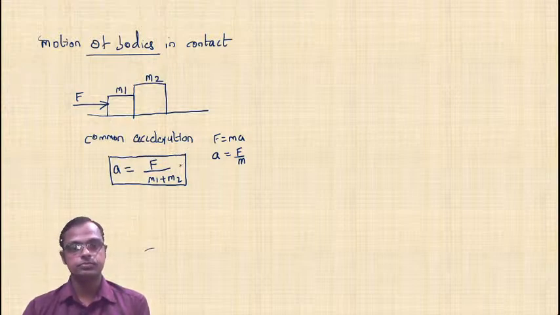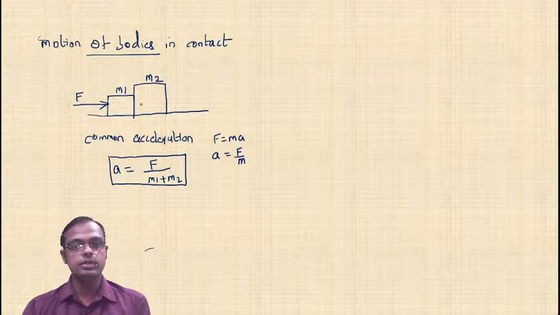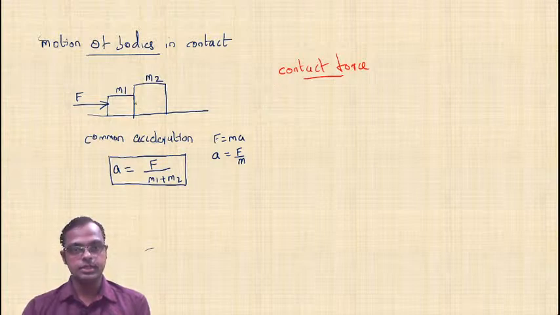So this is the first formula you have to know, that is the common acceleration of the connected bodies. Now you just think about the forces acting in between these two masses. So the next equation we require here is the contact force. What is that? Contact force. Now look at the picture once again. When you are applying a force on M1, correct? M1 will apply a force on M2.